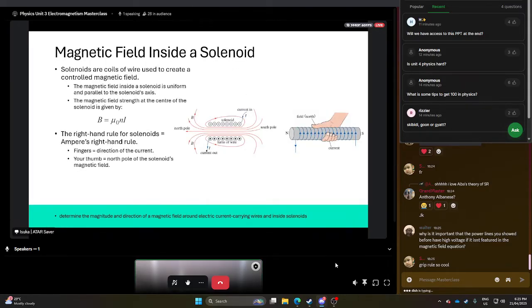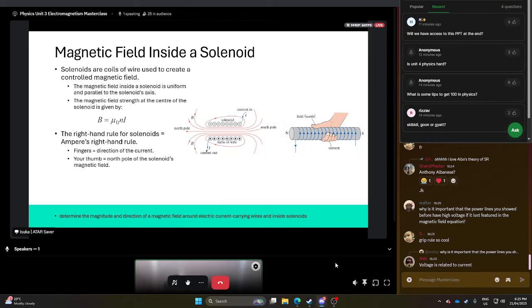Okay, so solenoid. This is a very important concept now. What is a solenoid, basically? It's a coil of wire, a very basic thing. When electricity or current flows through this coil of wire, there's a magnetic field. So how do we see that happening?